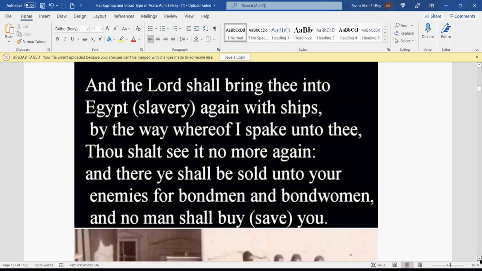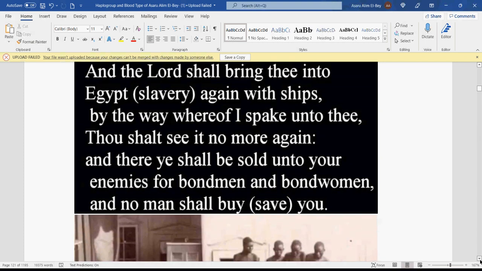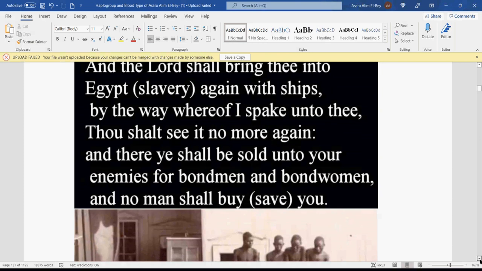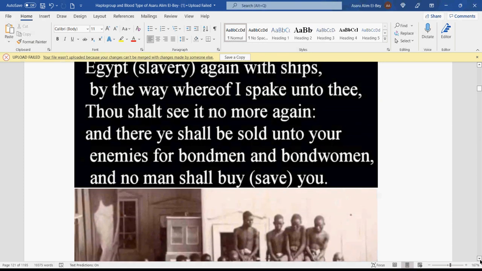All right? Thou shalt see it no more again, and there ye shall be sold unto your enemies for bondmen and bondwomen, and no man shall buy you. All right, so, remember, the emperor said that 85% of our ancestry was already here. However, 15% of our ancestry did come from Africa. This is the 15% that came from Africa.